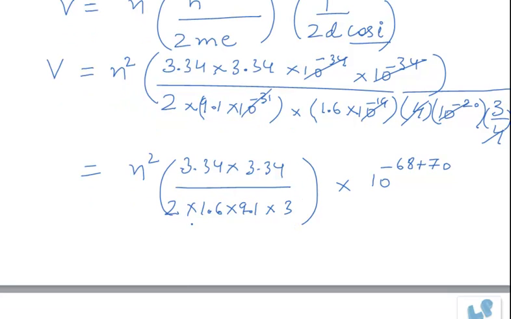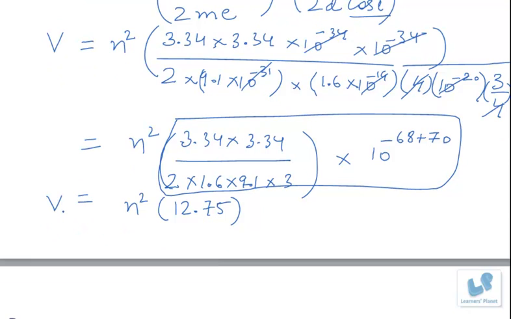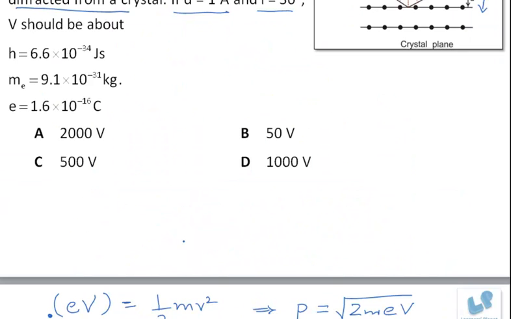Okay, now if we solve this, this will be equal to n square times somewhere 12.75. If you calculate this expression, this will be somewhere close to 12.75, but among the options which are given, if we take the value of n equal to 2, that means n square becomes 4, so 4 times 12.75 will be roughly equal to 50. So the correct answer among the 4 options that are given is 50 volts.